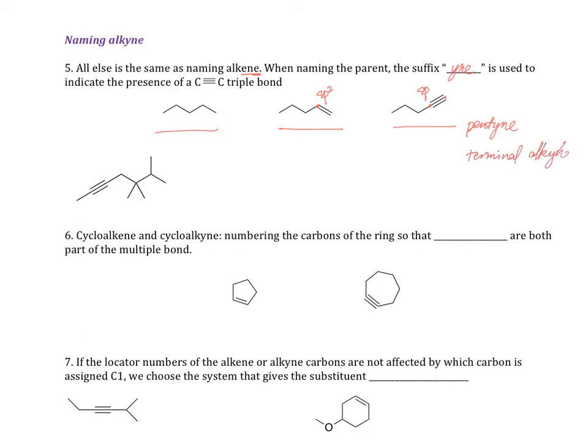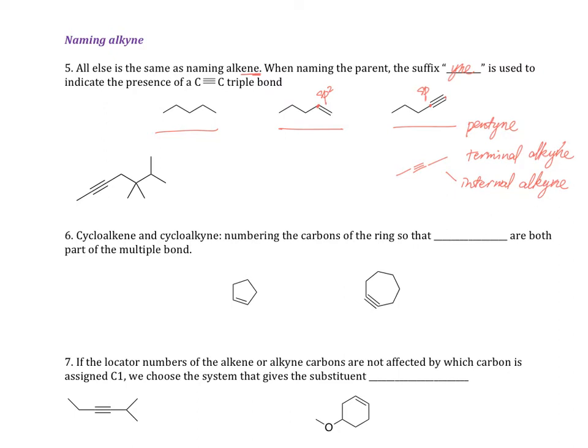Sometimes this triple bond will be in the middle of a molecule. Like in this case, you have 2 more carbons on both sides. We actually call it internal alkyne. These 2 types of alkyne will have different reactivities.